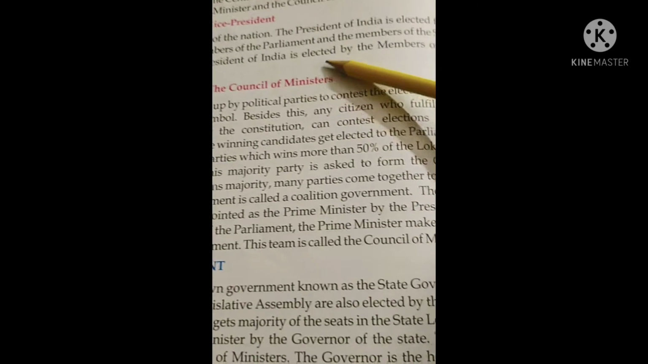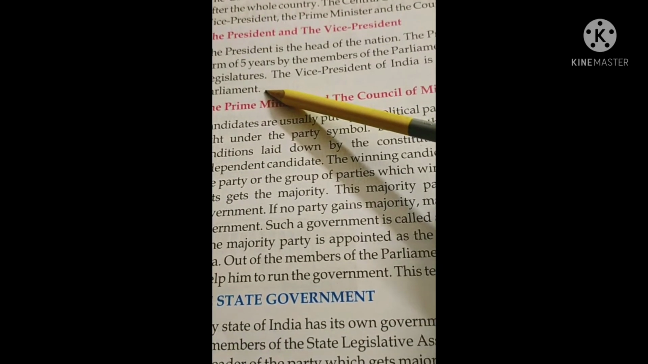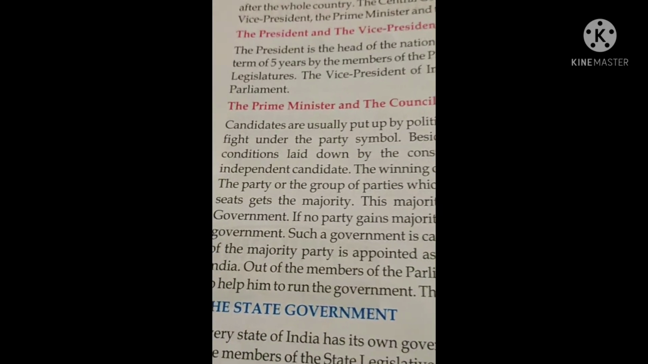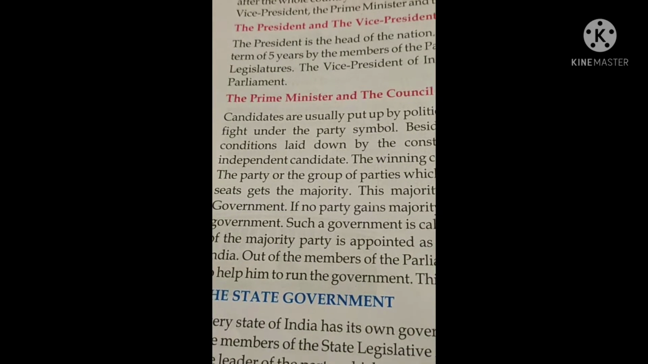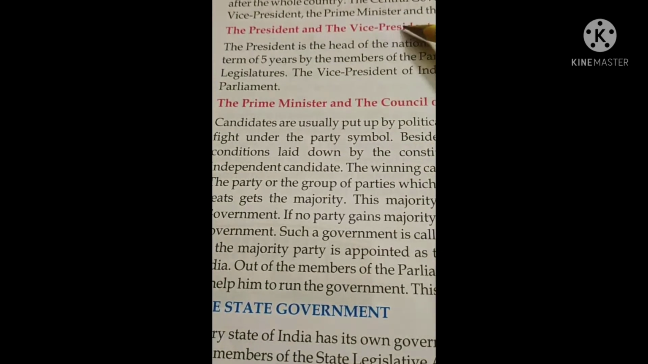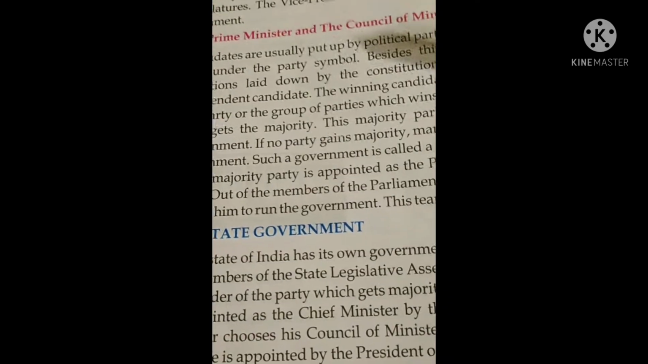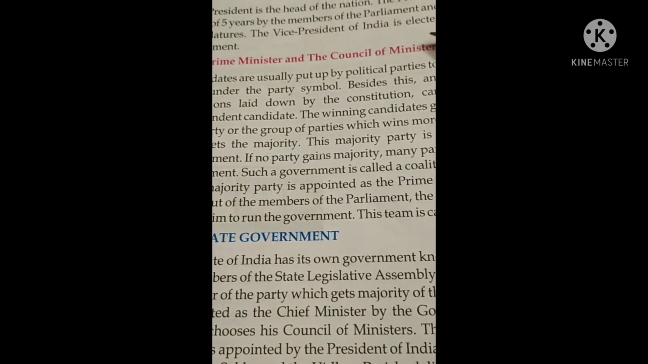And the vice president of India is elected by the members of the parliament. Now you will find out the name of the president and vice president of India. The prime minister and the council of ministers.